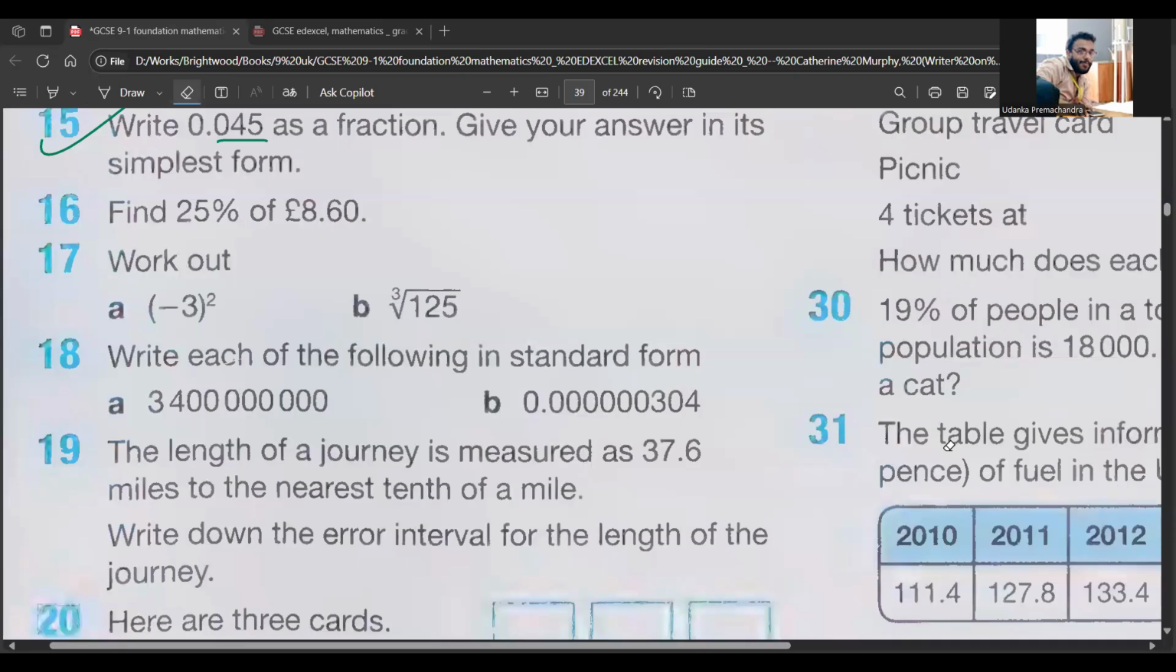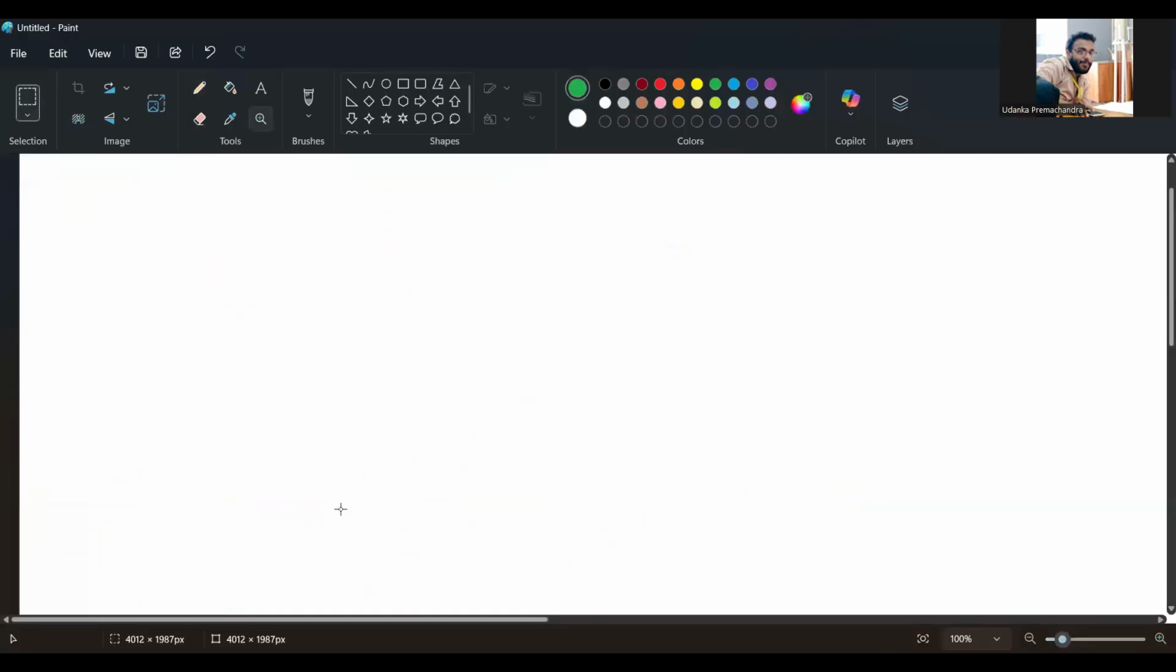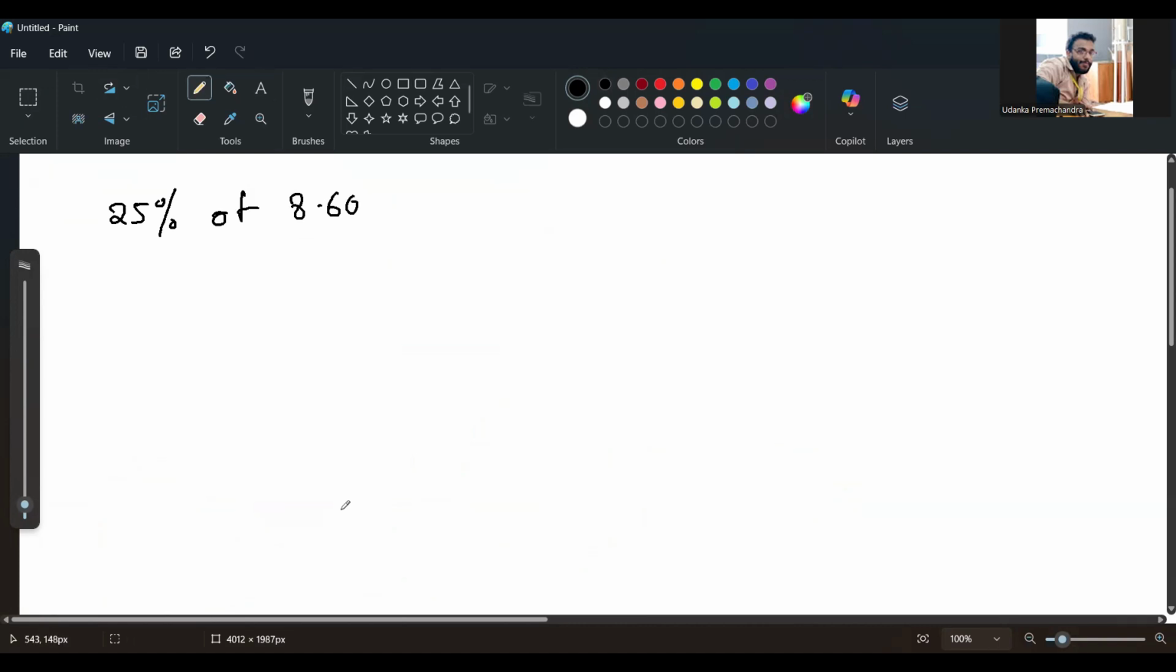Okay, 25% of 8.60. Yes, shall we do it? 25% of 8.60 euro. You know, actually 25% is 25 over 100. Here 8.60. You can cancel here, 1 here 4. Actually 8.60 you can divide by what? 4. Shall you divide 8.60 by 4? Yeah. You can divide.